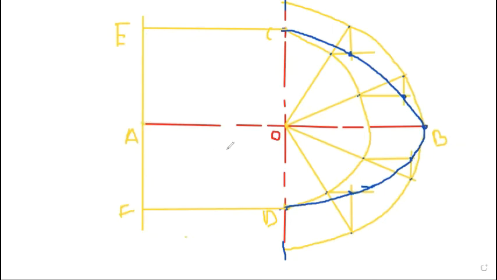So OA is 40 millimeter and AE is 30 millimeter. So I choose 5 equal parts. Why is it so? Because it is easy to find out from the scale. Because OA is 40 millimeter, if we divide it into 5 equal parts, each part will be 8 millimeter. AE is 30 millimeter, so each part will be 6 millimeter. So first we divide it into 5 equal parts.